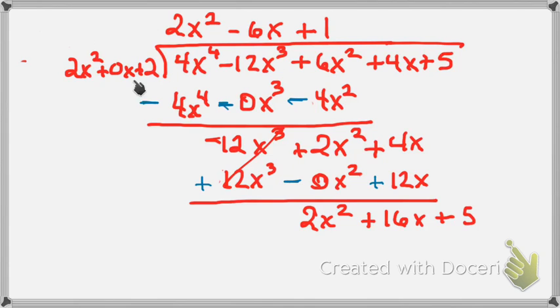So 1 times these 3, I write down here, and that is 2x squared plus 0x plus 2. Now I need to go through and change all my signs.